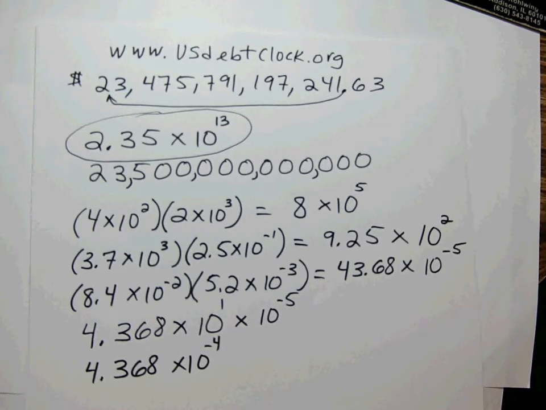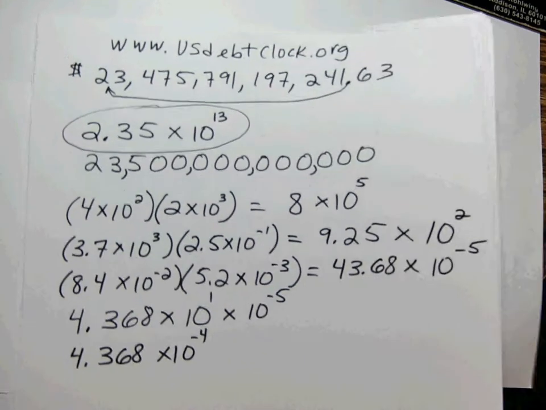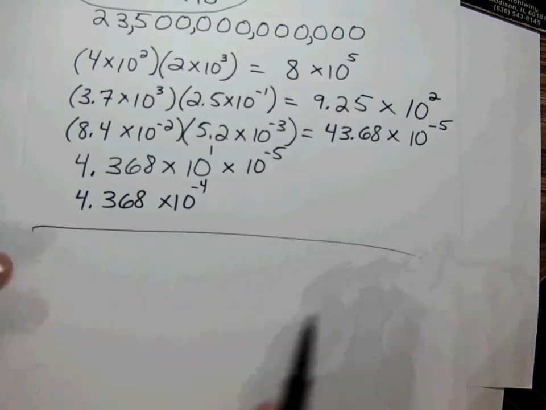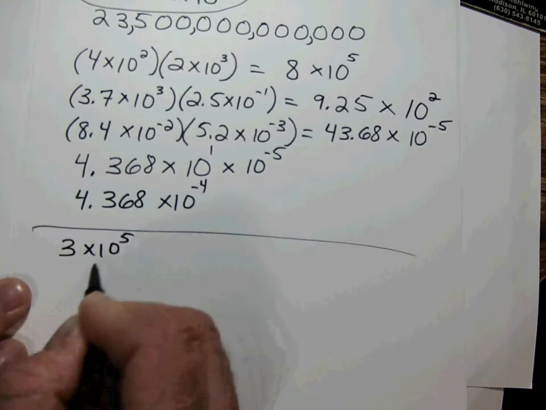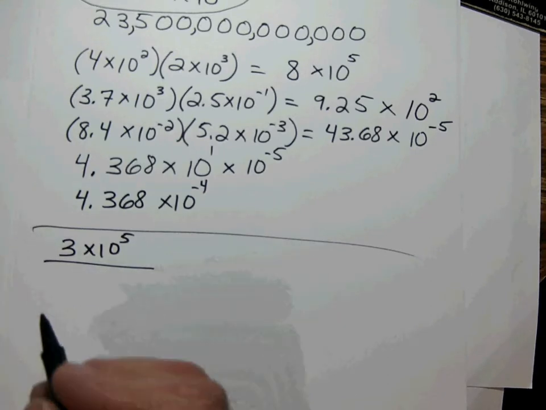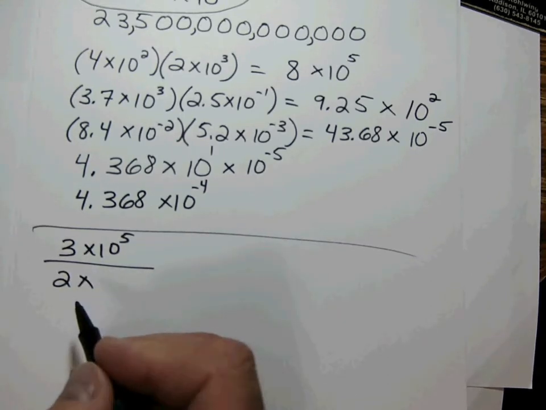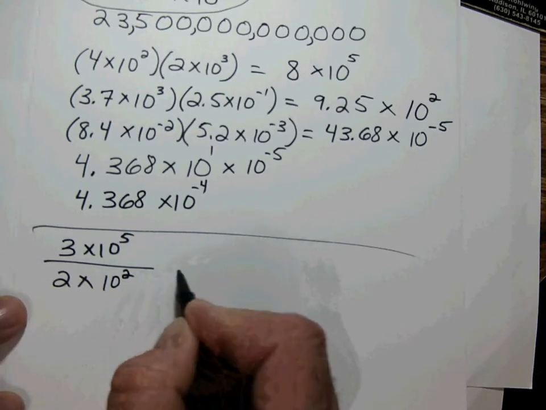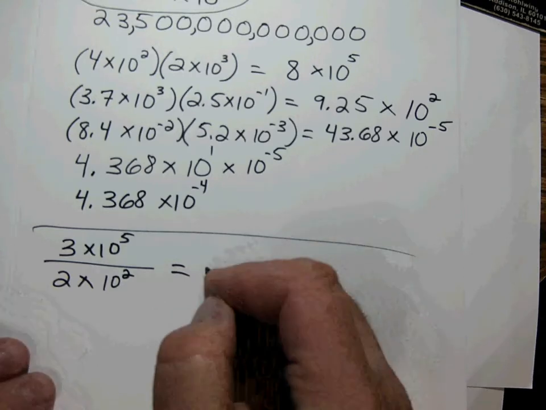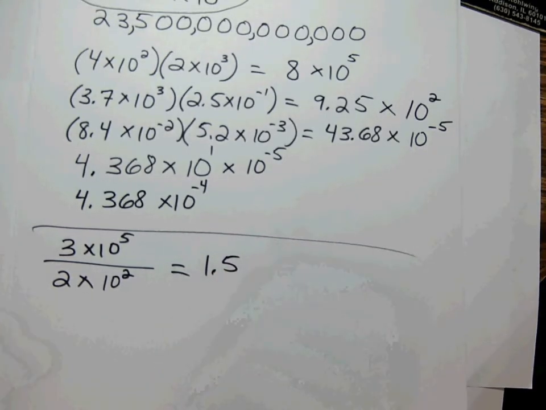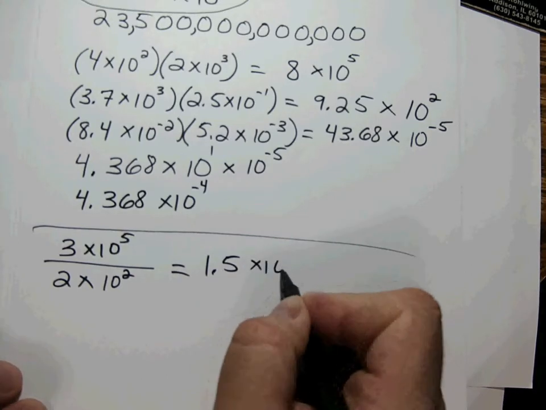Division's very similar, except instead of multiplying, we're dividing, so we have to remember our rules of exponents for division. If you look at example 6, I've got 3 times 10 to the power of 5, and I'm going to divide that by 2 times 10 to the power of 2. All right, 3 divided by 2, that's 1.5. 10 to the 5th divided by 10 to the 2nd. Remember, when we're dividing, we subtract those exponents. So it's times 10 to the 3rd power.